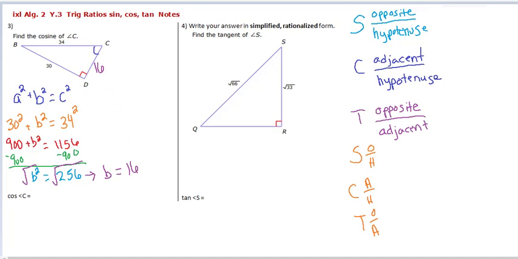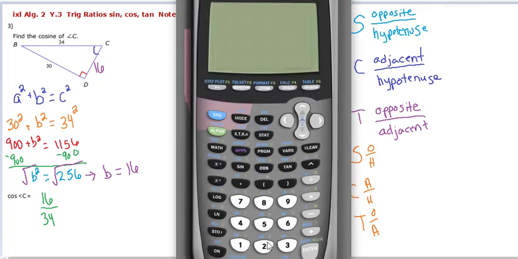Now we can find the ratios. Okay, so we're looking for the cosine, which is the adjacent over the hypotenuse. So the adjacent leg is 16, and the hypotenuse is 34. But when we're looking at this, we do know that this reduces. And I will show you just a little quick trick.